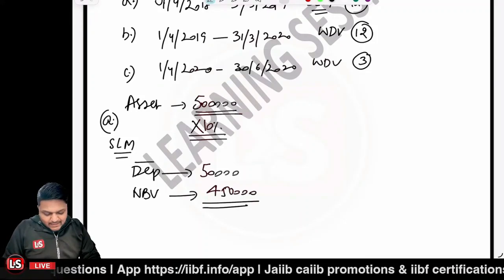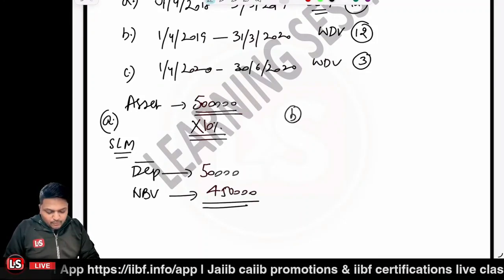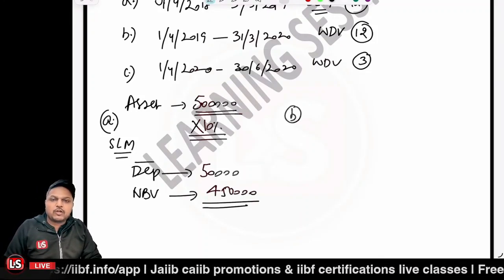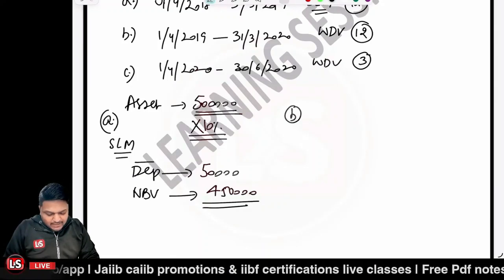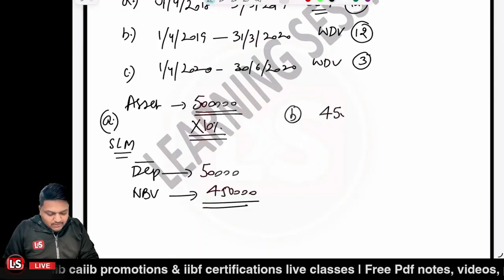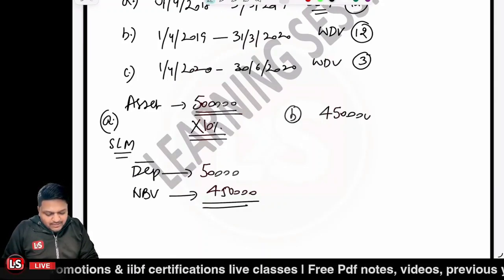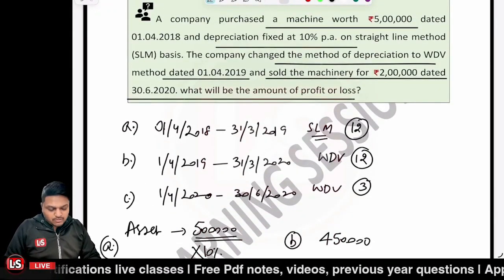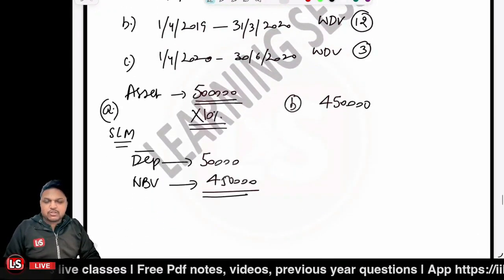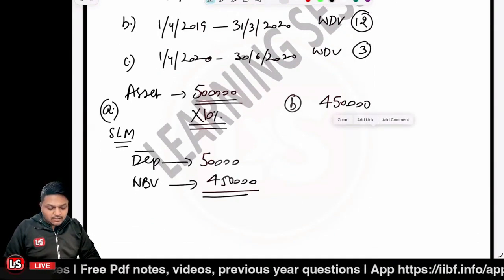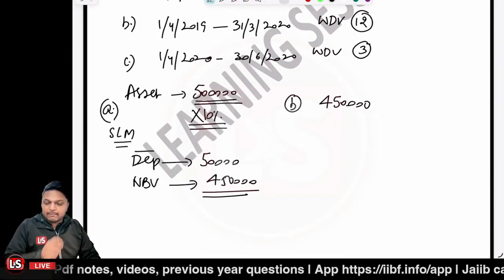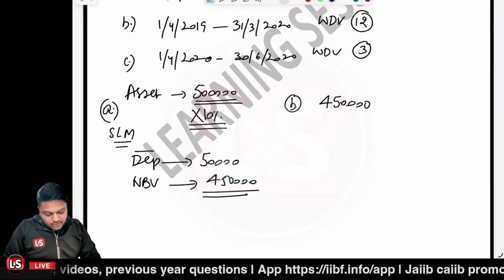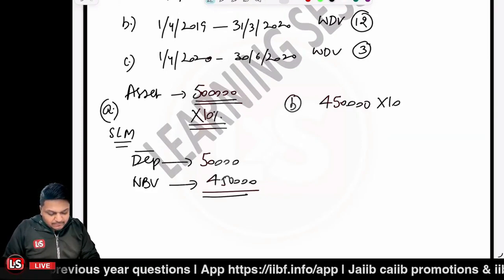So for the second case, where we are following the WDV method, written down value method of depreciation, we have the net book value of 4 lakh 50,000. There is no case given to you that they have changed the method of calculating the depreciation, right? So you are now to calculate the depreciation on 4 lakh 50,000 only, because the depreciation rate is not changed. So it is to be calculated again at 10%.